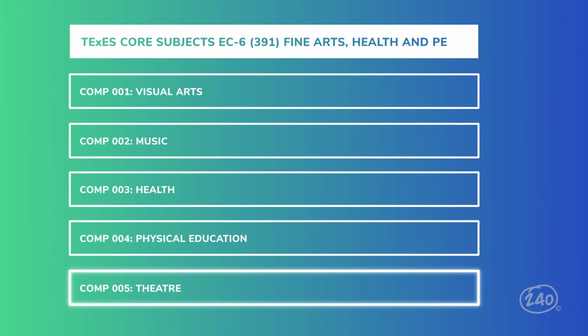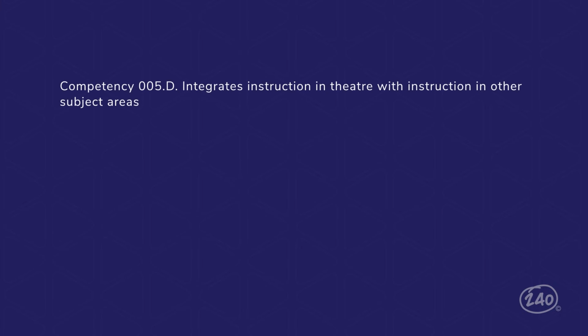Here, we'll break a leg as we perform engaging theater instruction. And don't worry, you won't need your understudy. Let me show you a descriptive statement that I think is extra important for this competency. Integrates instruction in theater with instruction in other subject areas.